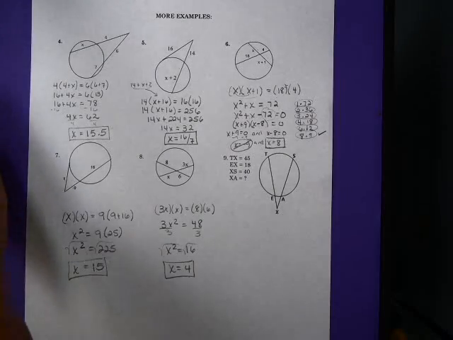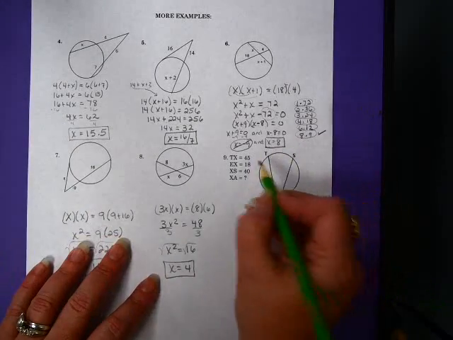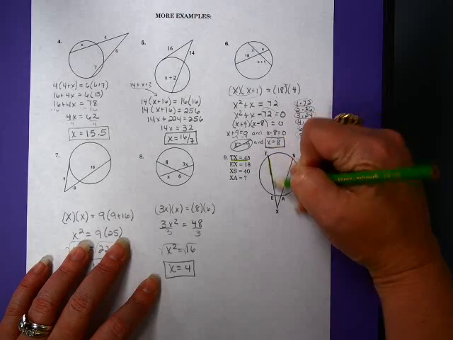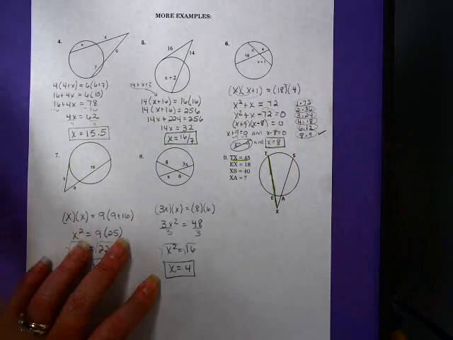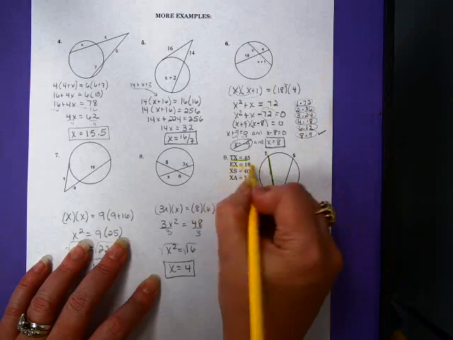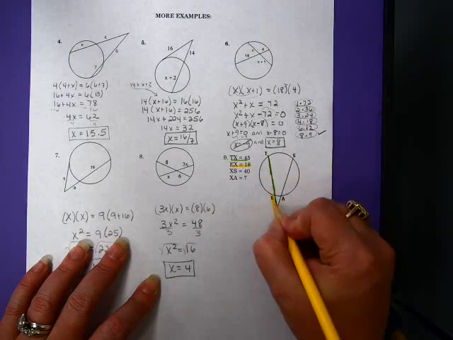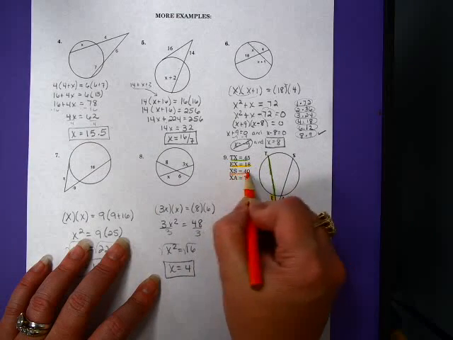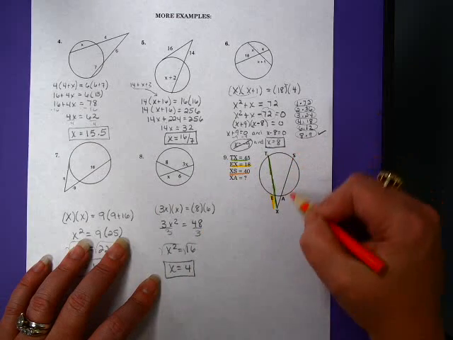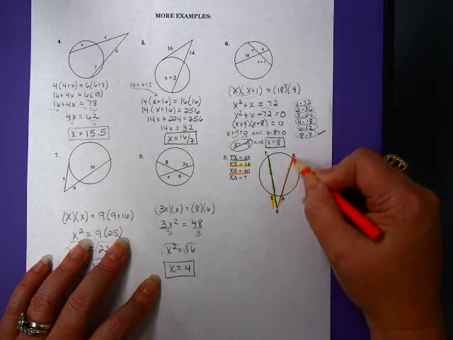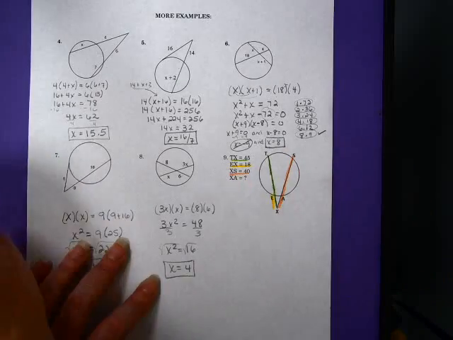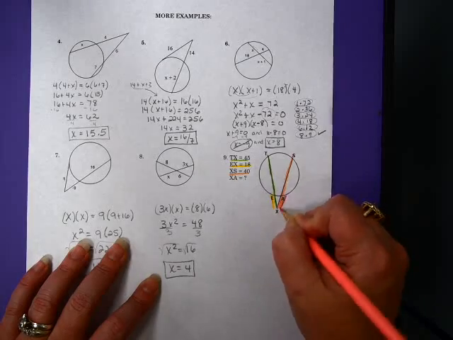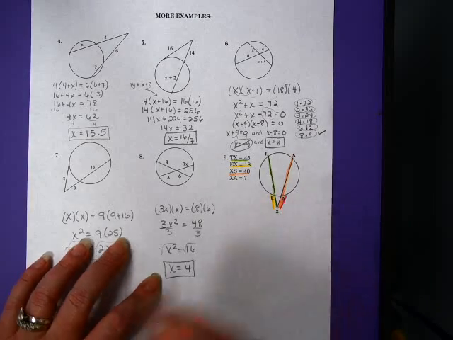Okay. The last one, I have TX is 45. So this whole thing is 45. All right, and then it says EX is 18. So this much of it down here is 18. And then I have XS, this whole thing is going to be 40. And so what I'm looking for is this piece right here, the XA.